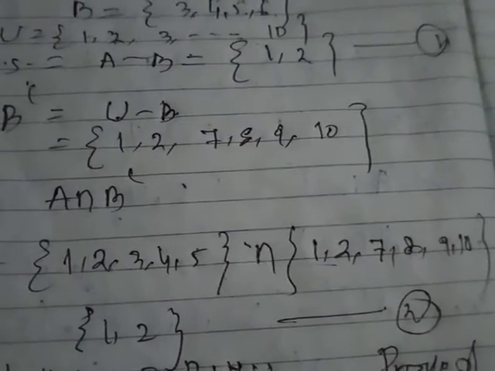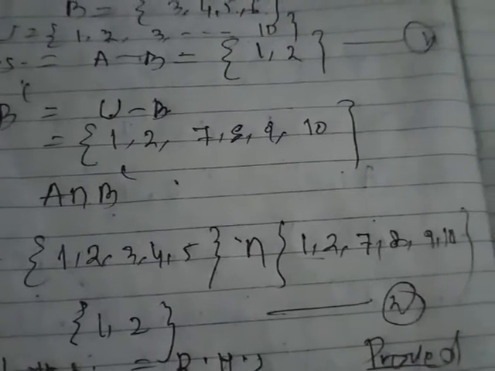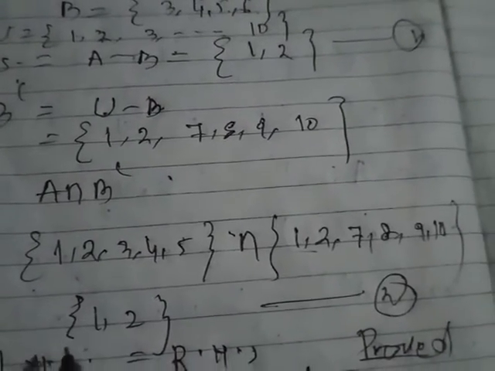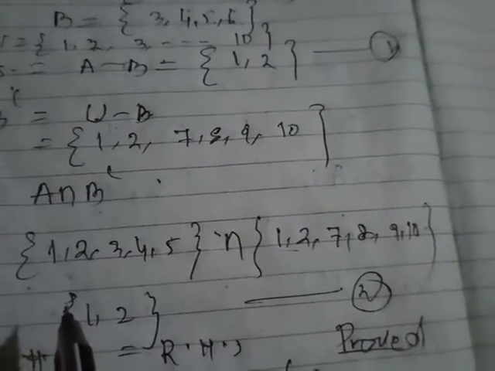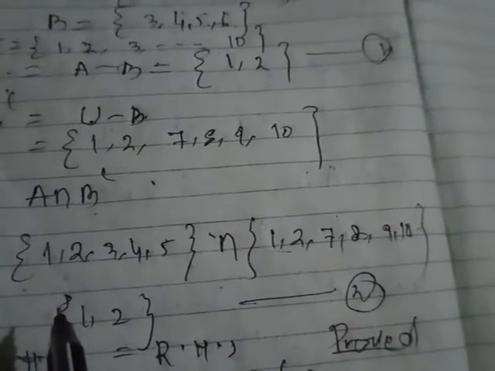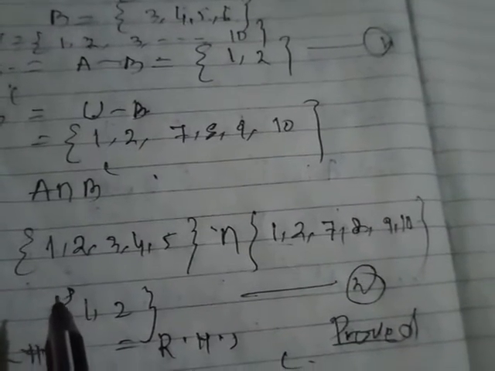But 3, 4, 5 belong to the first set but are not elements of the second set. Similarly 7, 8, 9, 10 are elements of the second set, not elements of the first set. So 3, 4, 5, 7, 8, 9, 10 are not common elements, only the common elements are 1, 2. That's why we take A intersection B dash is equal to 1, 2. This is the point 2.